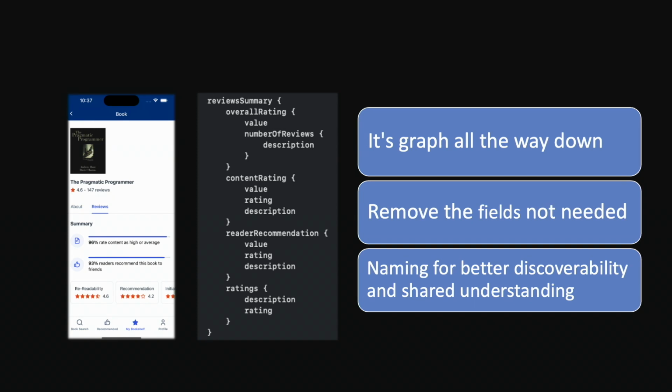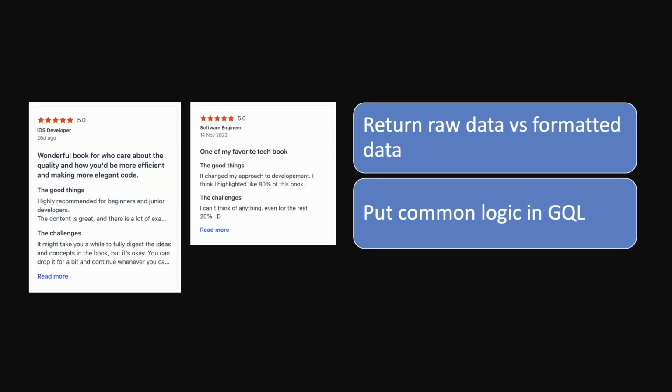So with graph, make sure you're thinking in graph. You model your business domain as a graph, and it's a graph all the way down. So with good naming for discovering the data and with shared understanding of your data.